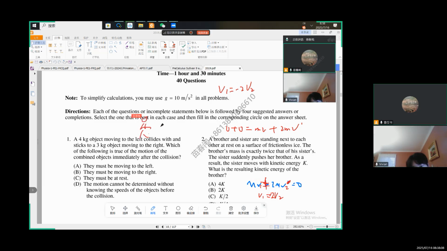So I might as well draw it so they go in opposite directions. If I draw it, this is v1 and the girl is v2. No, this is v2. I can write this as 2v2, negative 2v2. Does that make sense? Mm-hmm. And this is mass, this is 2 mass, 2m.